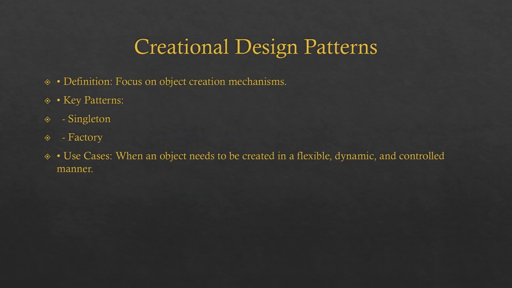Creational design patterns focus on object creation mechanisms. They help ensure objects are created in a controlled and flexible manner. Key examples include the singleton and factory patterns. These patterns are especially useful when we need to dynamically create objects or limit instantiation.